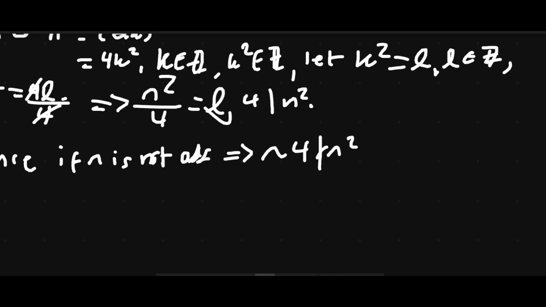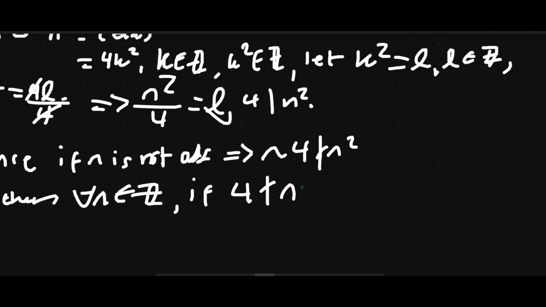So I'm going to say then for all integers n, and then we kind of reverse this, so we get rid of this not, and we say if 4 doesn't divide n squared, this implies n is odd, and that is our proof.